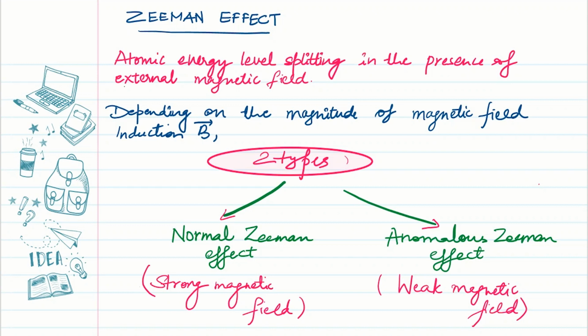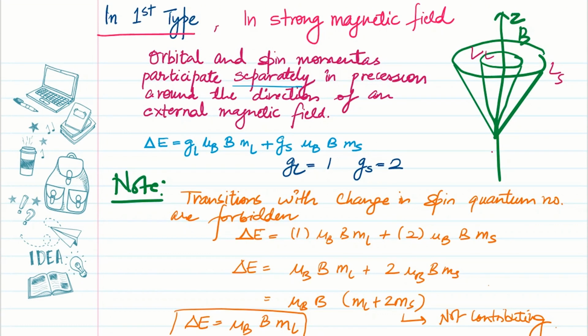So depending upon the magnitude of the magnetic field induction, we have two types of Zeeman effect. First is normal and second one is anomalous. In the strong magnetic field we see the normal Zeeman effect, and in the weak magnetic field we see anomalous Zeeman effect. So let's see the first type, that is the normal Zeeman effect, in the presence of strong magnetic field.